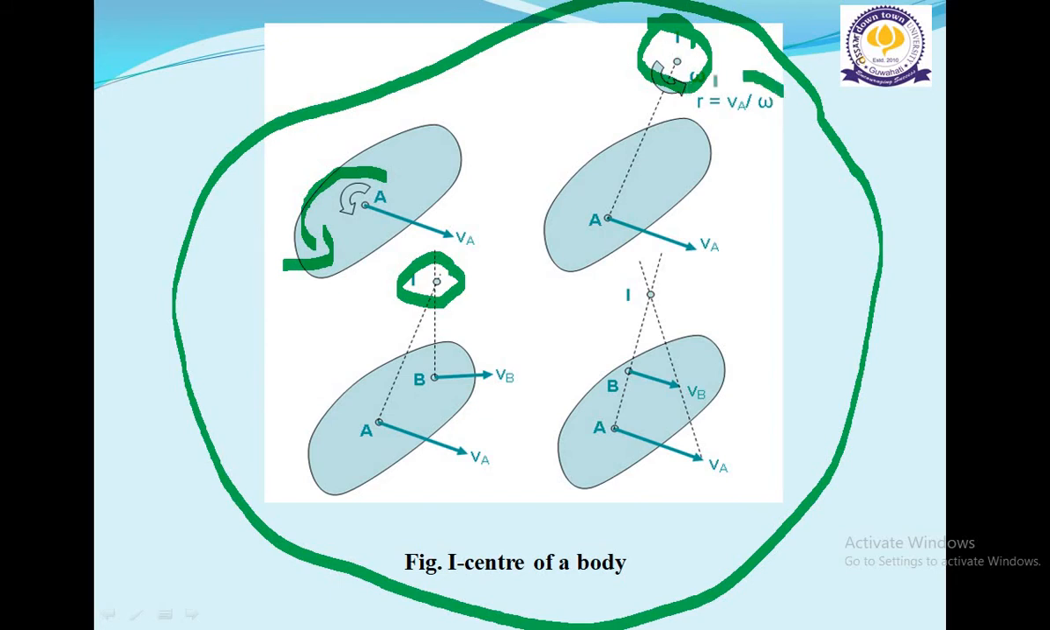Here R is equal to VA divided by omega. In this figure you can see the instantaneous center located here. For point B you are seeing the velocity VB, and here you can see the velocity at point A. So this is the figure of the I center of a body.